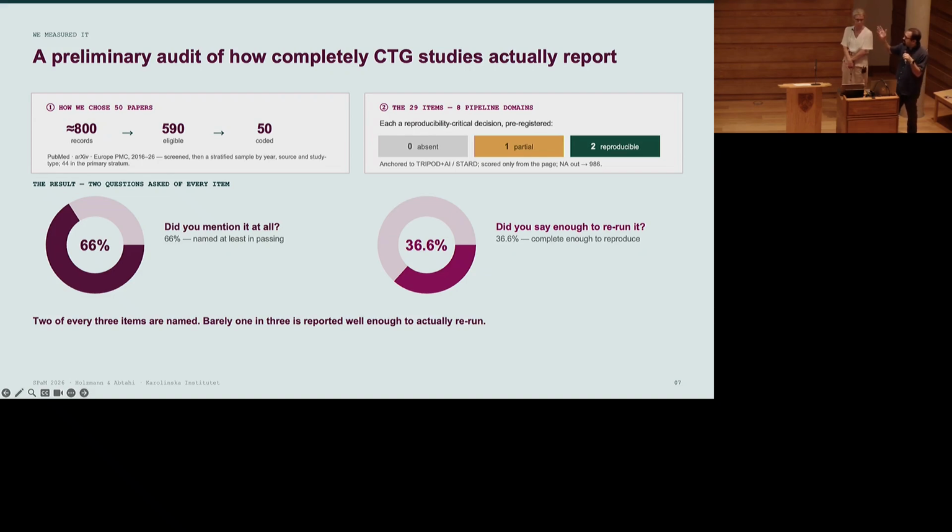And there were two main questions. Did they mention it at all? And is it enough to rerun the experiment that they did, or to retrain the same, for instance, AI algorithms? And as you can see, 66% were at least mentioning it. But whether it was enough to rerun it went down to just 36%.